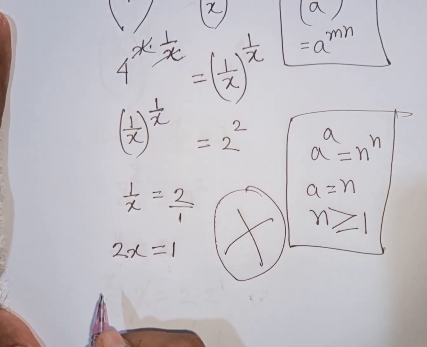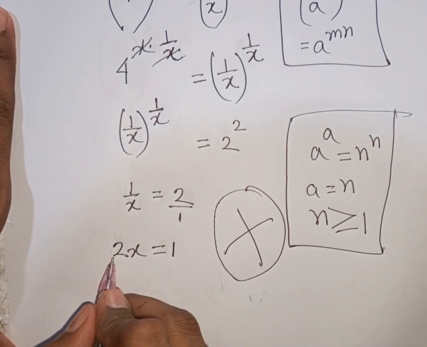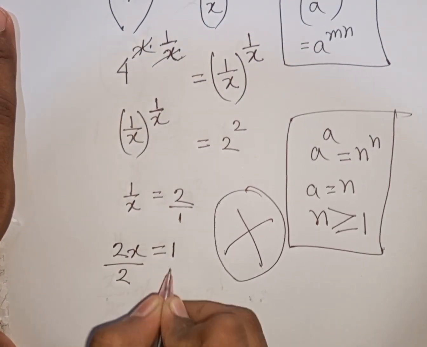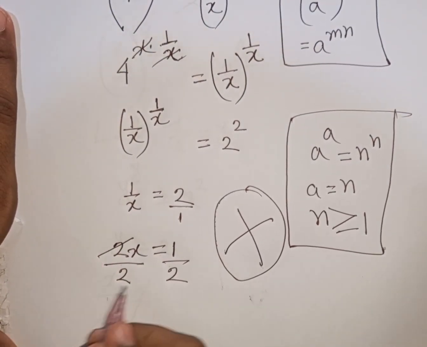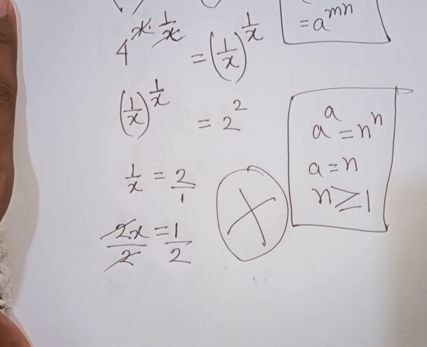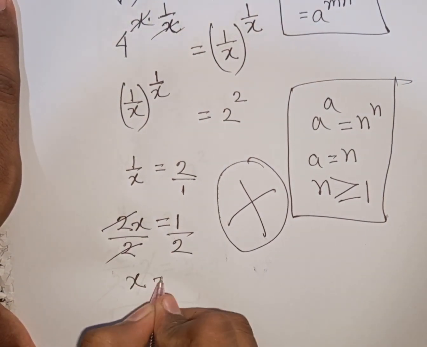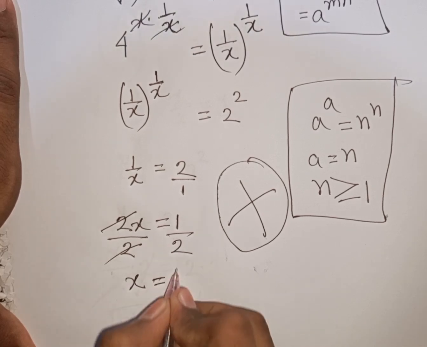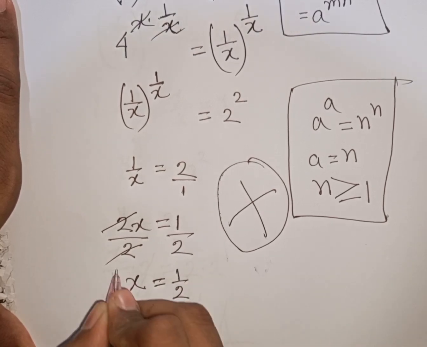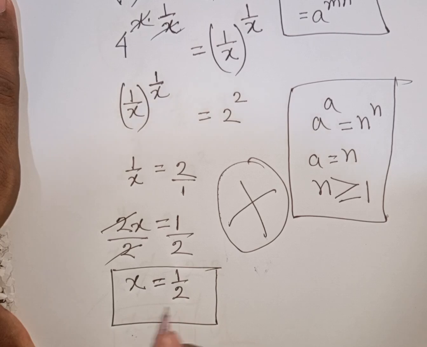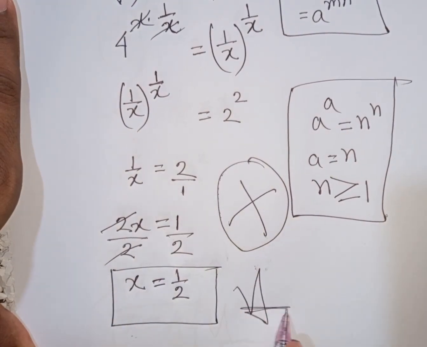Now we need the value of x, so we divide by 2 on both sides. So this 2 will be cancelled. So I can write here x will be equal to 1 by 2. So 1 by 2 is the value of x. So this is our final answer.